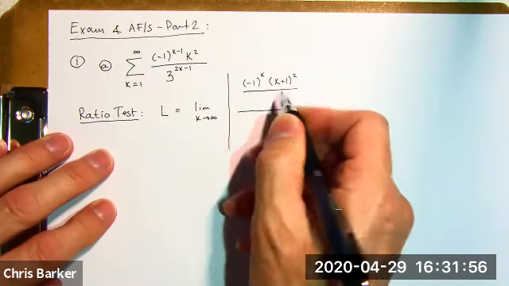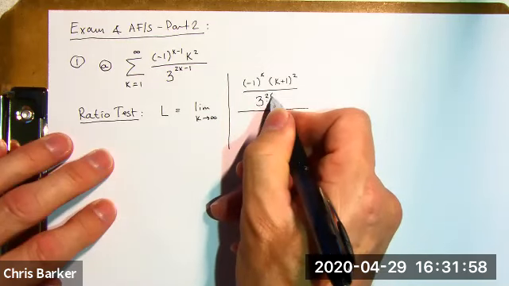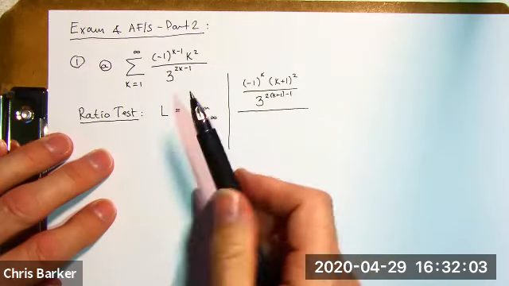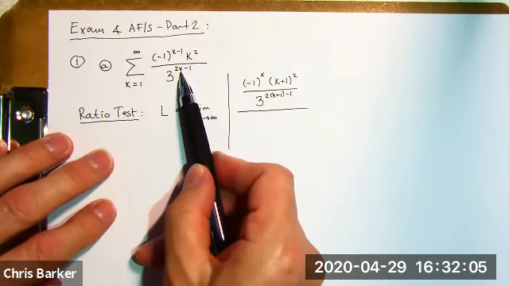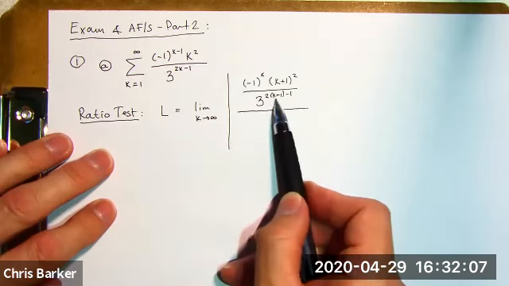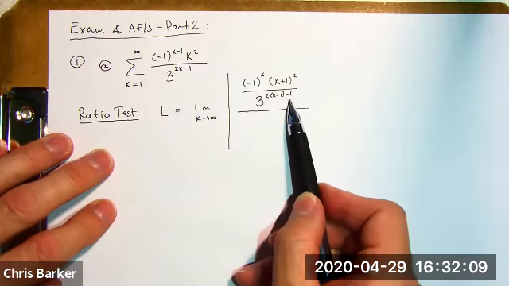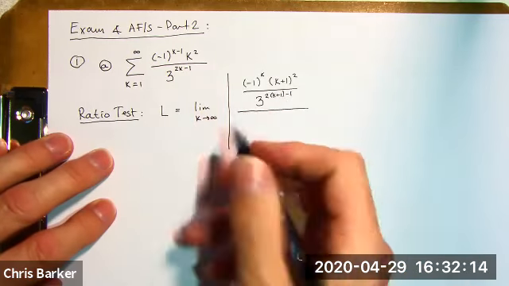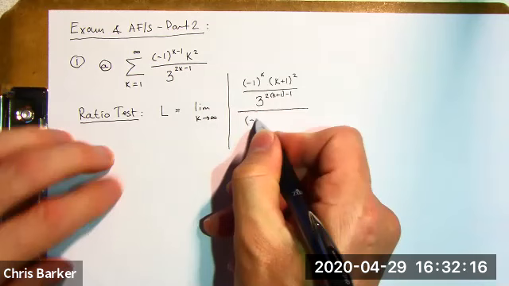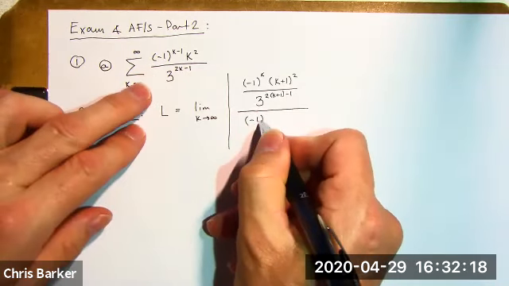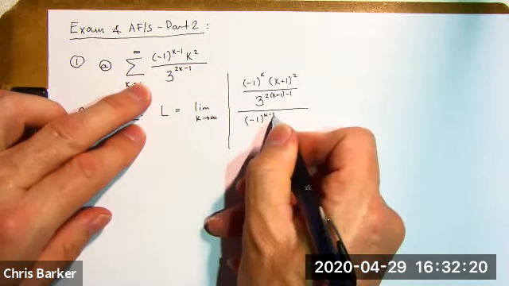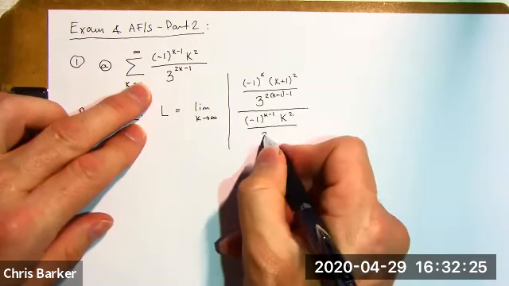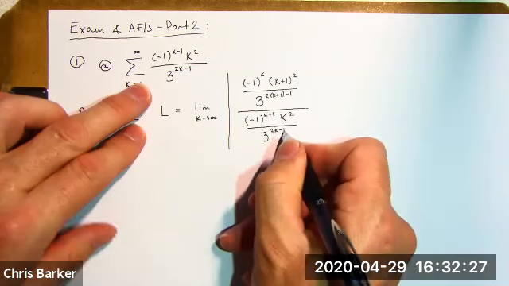And then down in the denominator, we've got 3 to the power of 2 times k plus 1 minus 1. All right, this k got replaced by k plus 1, so it's 2 times k plus 1, and then still with the minus 1 on the end. So there's the k plus first term of this series, now divided by the kth term. So that's just a recopy of what we have up here. -1 to k minus 1, k squared, divided by 3 to the 2k minus 1.